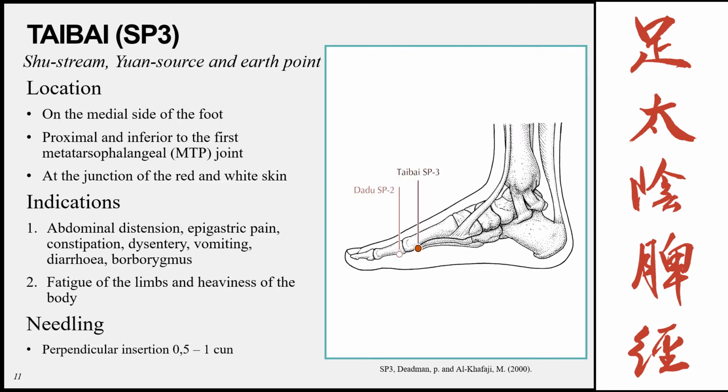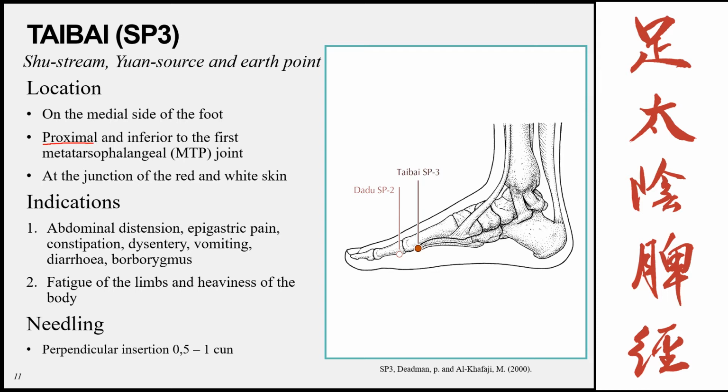The next point we're going to look at is Yinbai, spleen 3. This is a shu stream, yuan source, and earth point of the meridian, and it is located on the medial side of the foot, proximal and inferior to the first metatarsophalangeal joint, at the junction of the red and white skin. So this is very similar to the location of spleen 2. The only difference here is it's proximal instead of distal.